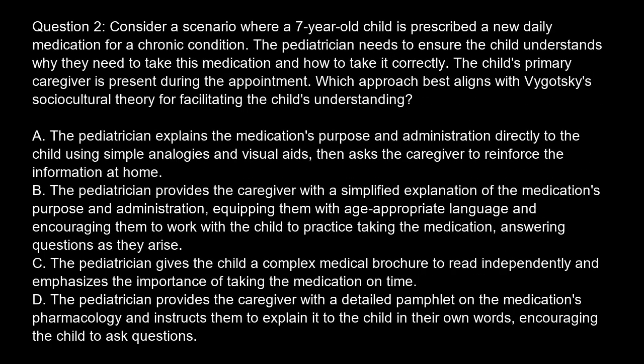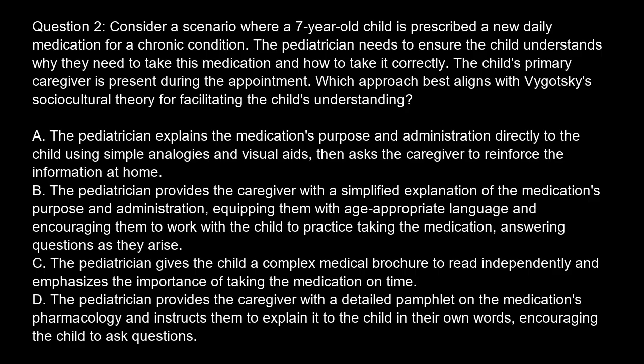Question 2. Consider a scenario where a 7-year-old child is prescribed a new daily medication for a chronic condition. The pediatrician needs to ensure the child understands why they need to take this medication and how to take it correctly. The child's primary caregiver is present during the appointment. Which approach best aligns with Vygotsky's sociocultural theory for facilitating the child's understanding? Option A. Pediatrician explains the medication's purpose and administration directly to the child using simple analogies and visual aids, then asks the caregiver to reinforce the information at home.